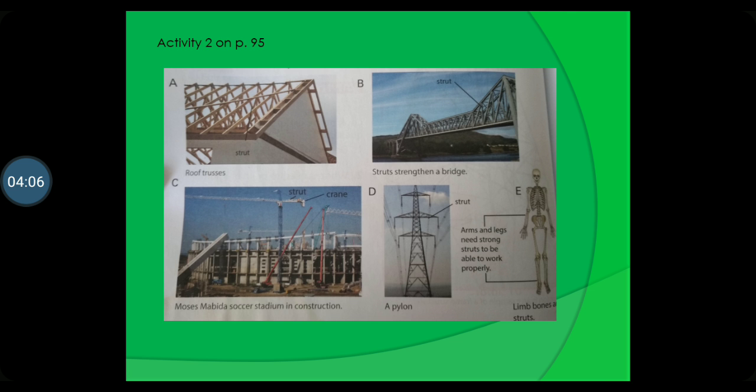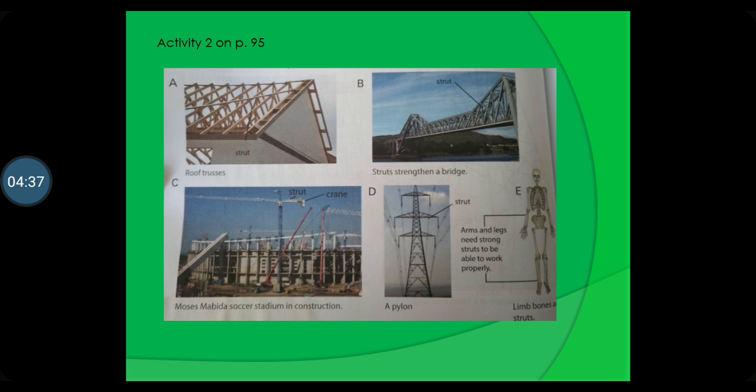Okay. Then 2, what is the structure B used for? So there is a bridge. Struts strengthen a bridge. Okay. Then how is it strengthened? With what shape? And why must it be strong, do you think? Then 3, what materials are used to build a soccer stadium? How do they get all of the heavy materials on top? So here at picture C is the Moses Mabhida Soccer Stadium in construction. So that is where those questions come from.